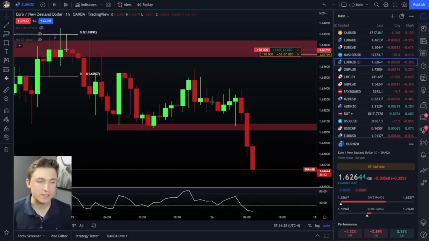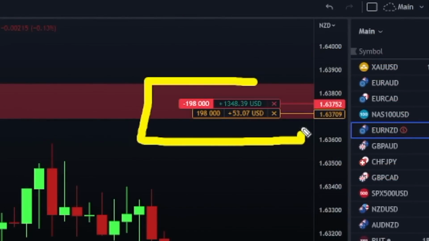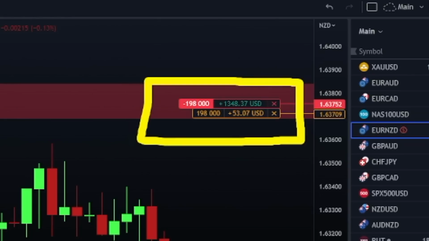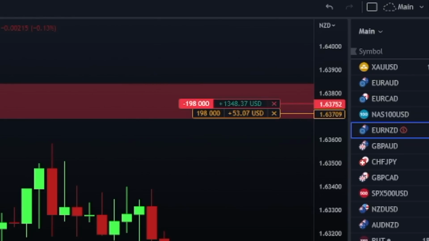All right, guys, so it is the next day here. I'm just getting into the office and doing a little bit of an update on my current position on Euro New Zealand. You can see currently we are floating around $1,348 on the trade with our stop loss unmoved.